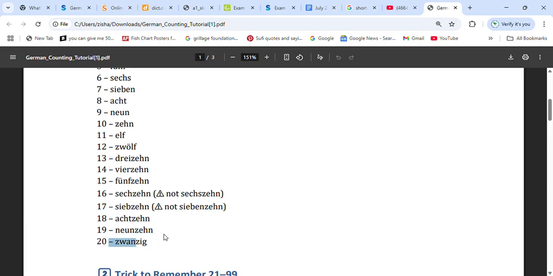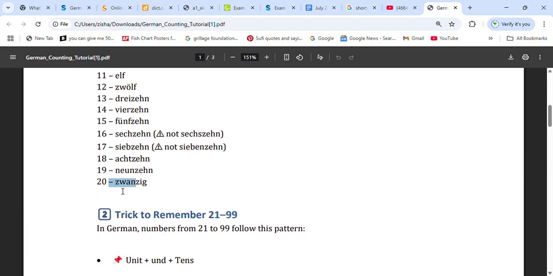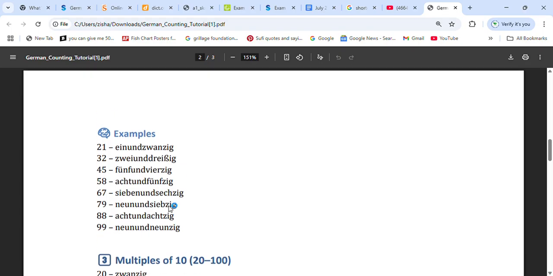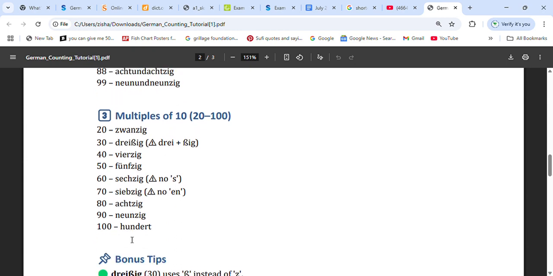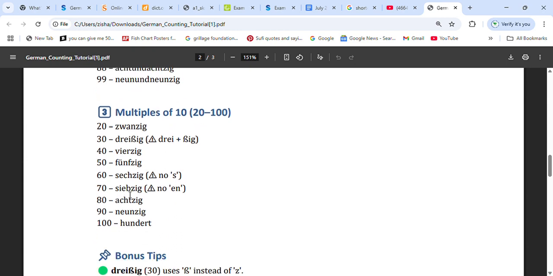So these multiples of ten I will show you. It is zwanzig. Similarly, some multiples of numbers: 30, dreißig; 40, vierzig; 50, fünfzig; 60, sechzig; 70, siebzig; 80, achtzig; 90, neunzig; and 100. Now remember, every number will take zig, but in the case of 30 it will take a double s, called ß. Dreißig, this is an exception.